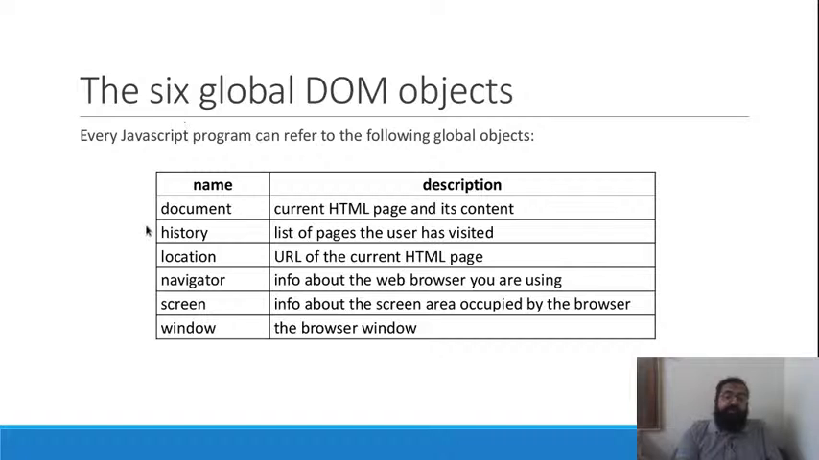So that's the location. The current HTML page's location, we will be able to access by using the global DOM object location.